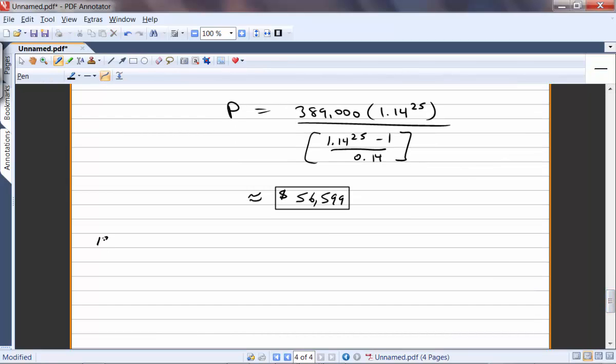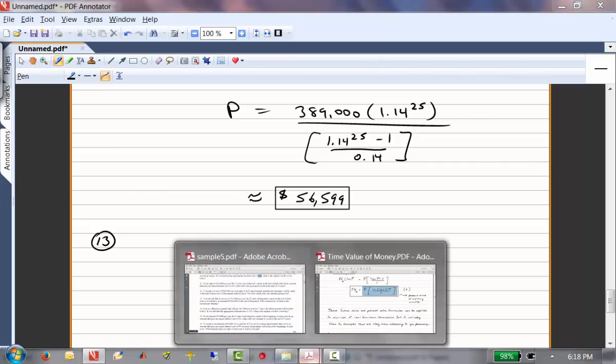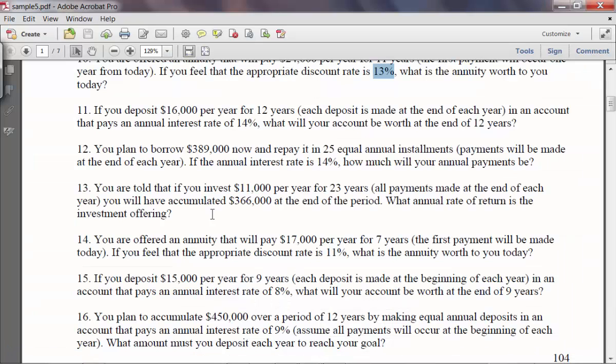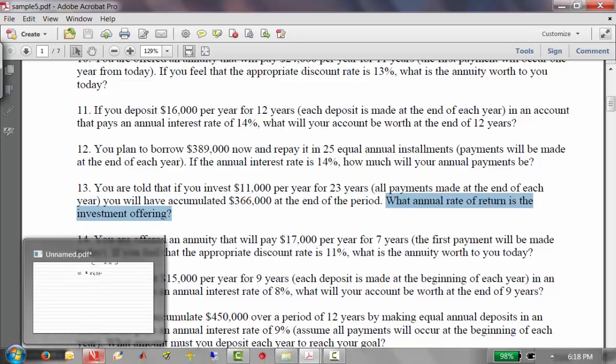All right, number 13. You are told that if you invest $11,000 per year for 23 years, all payments made at the end of each year, you will have accumulated $366,000 at the end of the period. What annual rate of return is the investment offering? Here they're asking for you to find the interest rate. And this is an example of where you can't find it. There's not a closed form solution for it. You have to approximate it.